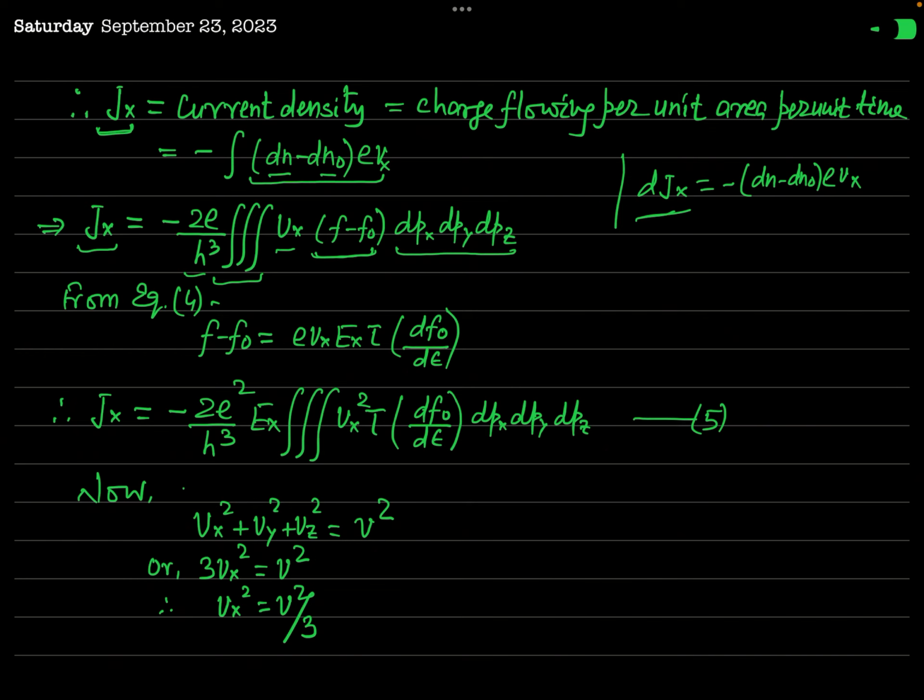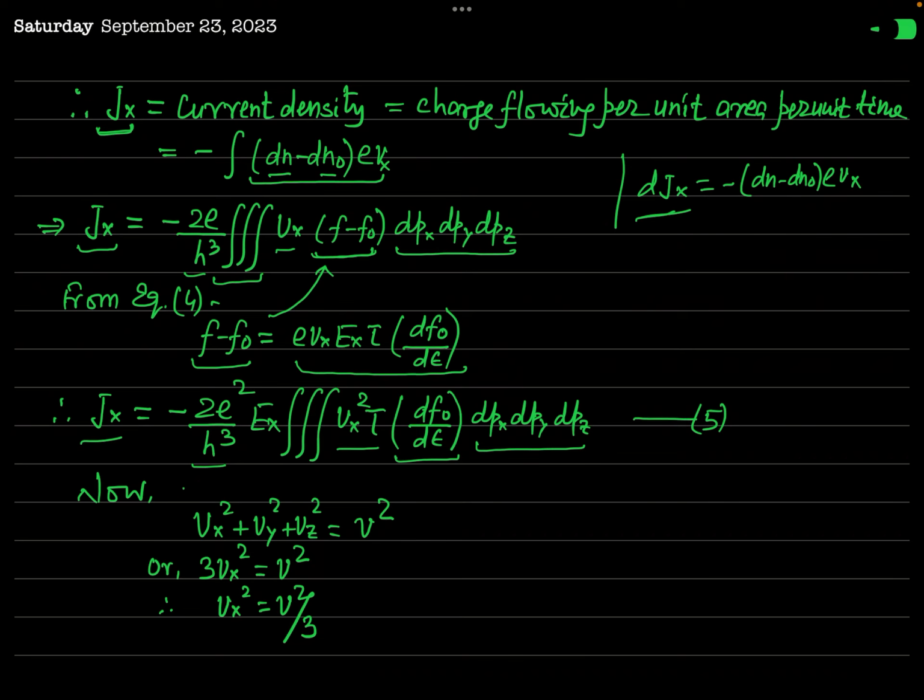And you have seen in equation 4 that this f minus f naught is given like this. This is E Vx Ex times tau times df naught by d epsilon, okay. So now use this value of f minus f naught here, and then Jx will be given by minus 2e square over h cube times Ex triple integral Vx square tau df naught by d epsilon dpx, dpy, dpz, okay.